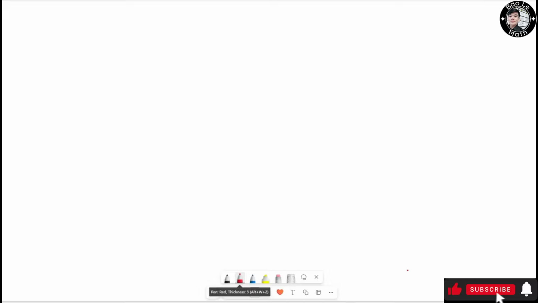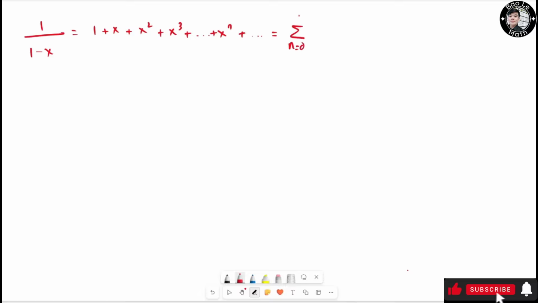You also need to memorize the following 2 geometric power series for the AP Calculus BC exam. The first one is 1 over 1 minus x. It's going to be 1 plus x plus x squared plus x cubed plus etc. plus x to the n. If you want to put this in summation notation, it's n starts from 0 to infinity of x to the n. And you know that the interval of convergence of this power series is negative 1 to 1.